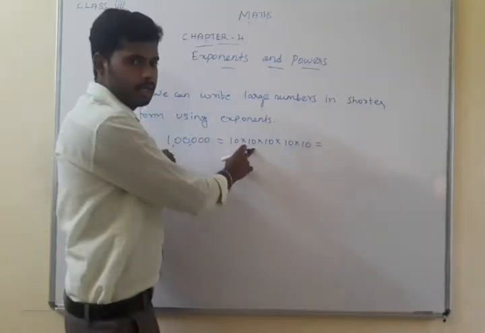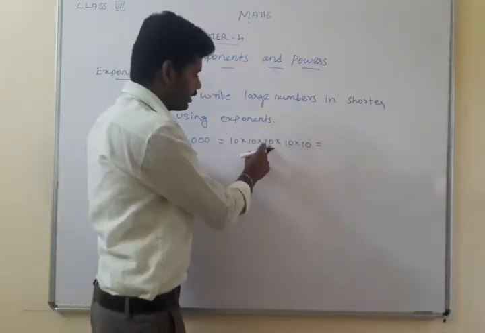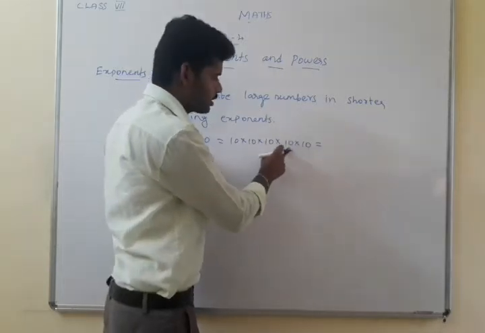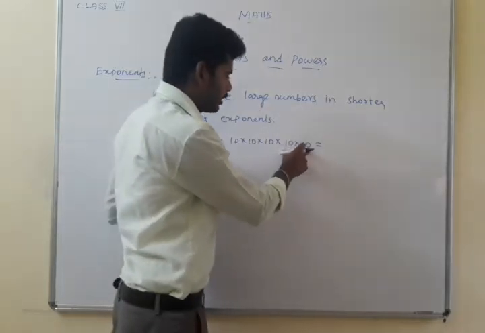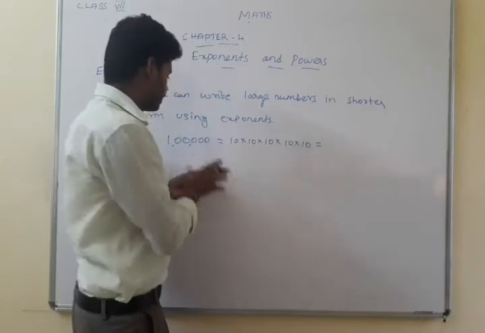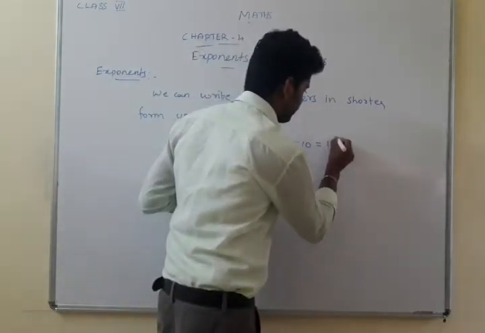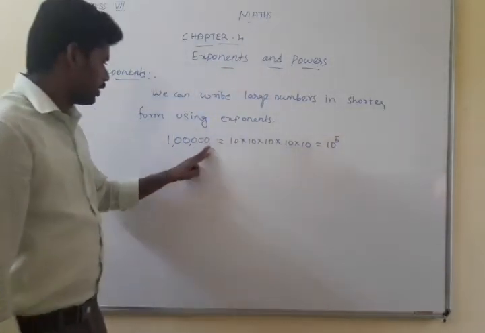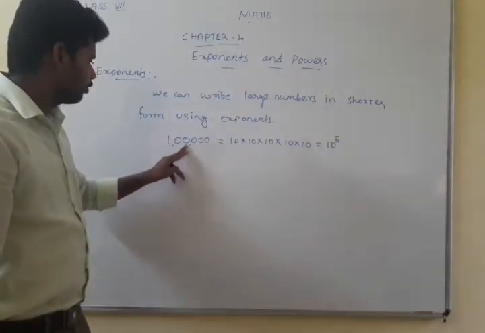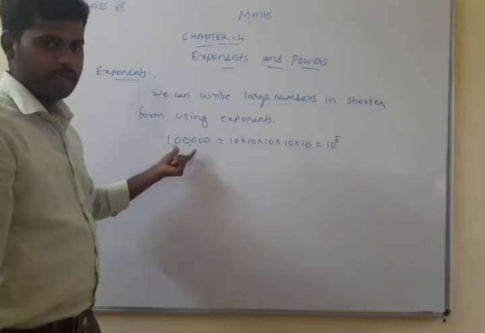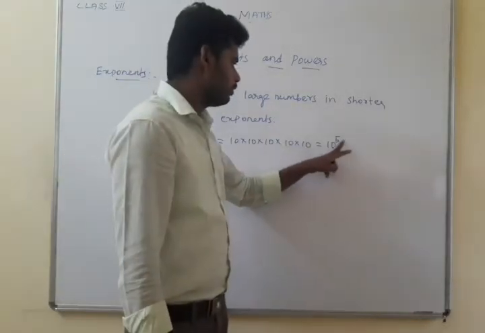10 tens are 100. 100 tens are 1000. 1000 tens are 10,000. 10,000 tens are 1 lakh. So this is 1 lakh. We write this as 10 power 5. So 1, 2, 3, 4, 5, here 5 zeros, we write it as 10 power 5.